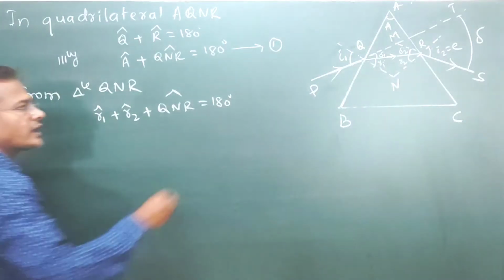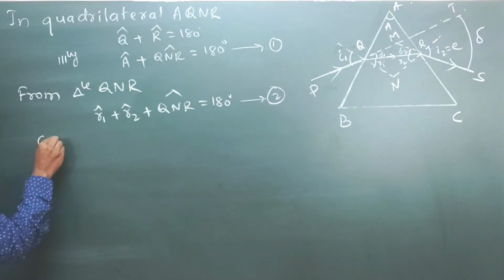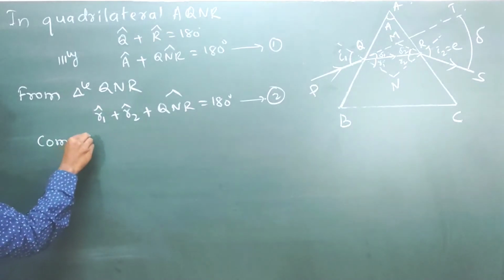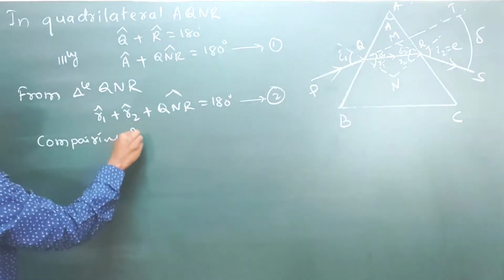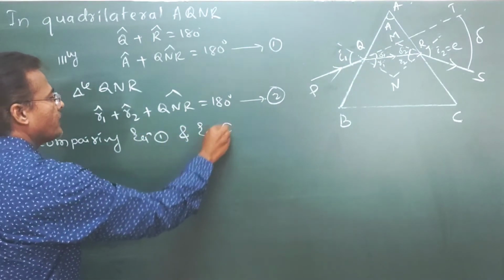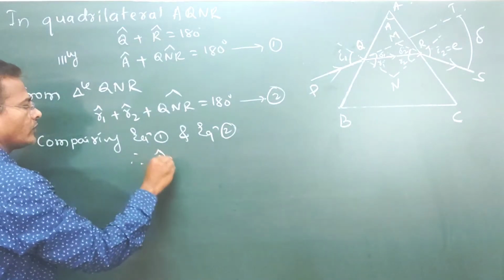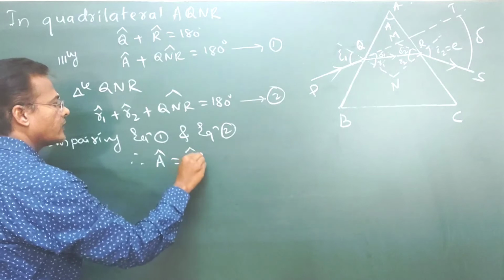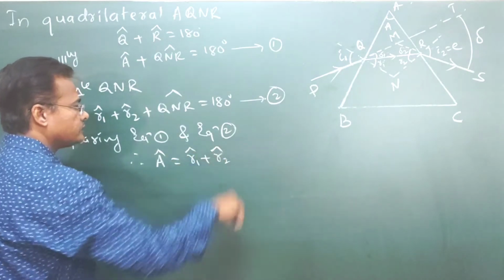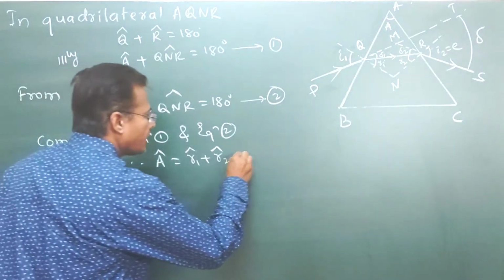Okay. So we are comparing equation 1 and equation 2. When we compare equation 1 and 2, we get angle A equal to angle R1 plus angle R2. This we are going to call equation 3.